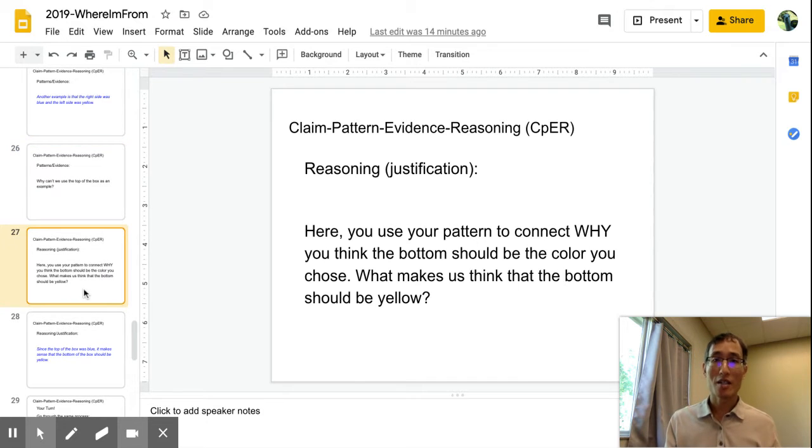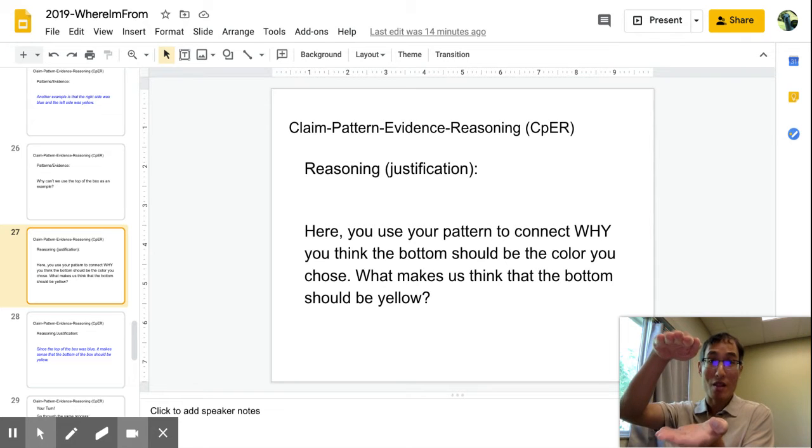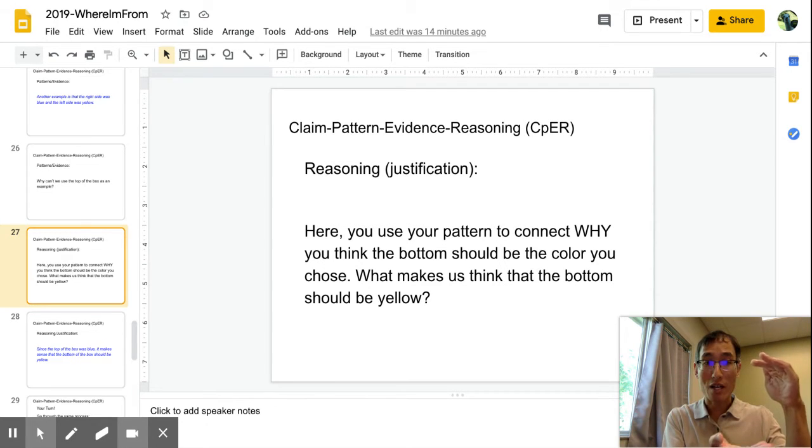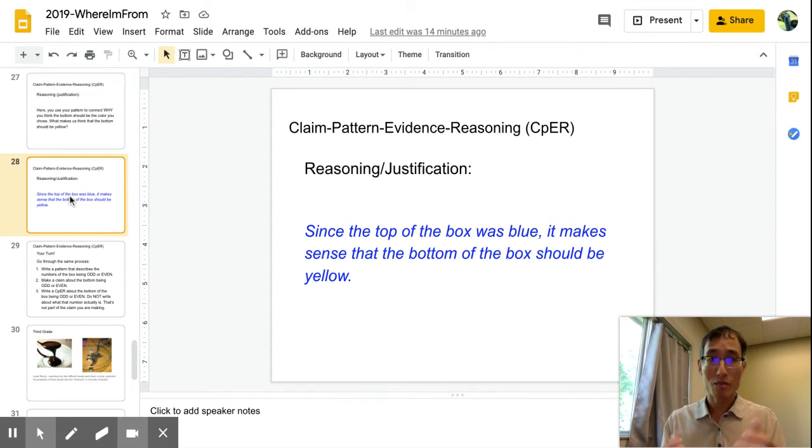So the reasoning, or justification, as some people say, is how we use the pattern to connect why we think the bottom should be the color that we're choosing. So I think the bottom should be this. What makes me think the bottom is yellow? Well, a lot of people said the bottom is yellow. What makes me think that? Well, the opposite side, which is the top, is blue, okay? So that's where we start connecting our pattern, our if-then statement, to how we now make our claim on the bottom. So here's an example here.